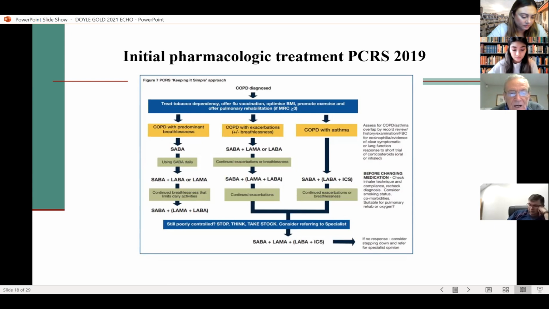And then moving on down, in that far left column, if that didn't work, they would go ahead and switch from, or upgrade to the LAMA-LABA. And then all the way down at the bottom, because this was done in 2019, they have triple therapy. So I think they probably published it about the time that triple therapy first came out.